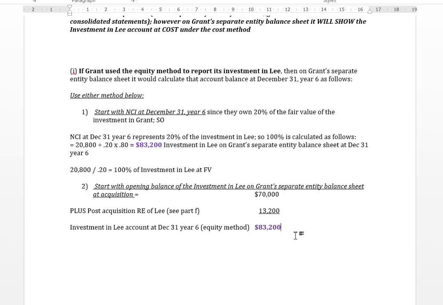So this concludes our third and final video on this problem, Grant and Lee, whereby we calculate the value of the investment account in Lee if Grant used the equity method to record and report its investment in Lee.